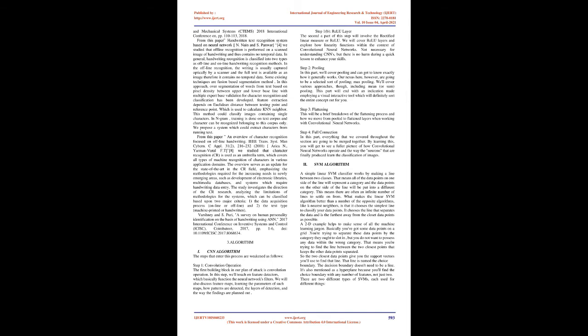3. Algorithm. CNN algorithm. The steps that enter this process are as follows. Step 1. Convolution operation. The first building block in our plan of attack is the convolution operation. In this step, we'll touch on feature detectors, which basically function as the neural network's filters. We will also discuss feature maps, learning the parameters of such maps, how patterns are detected, the layers of detection, and the way the findings are planned out.